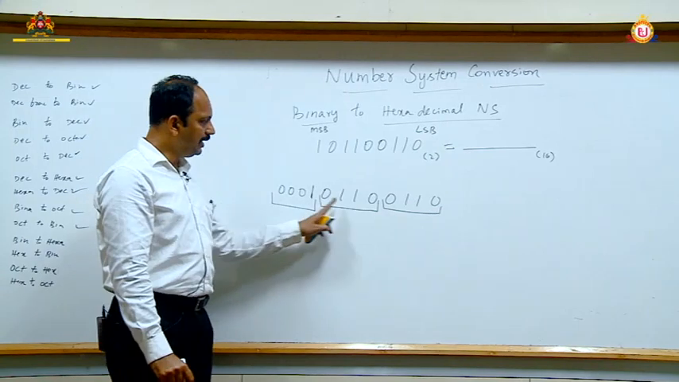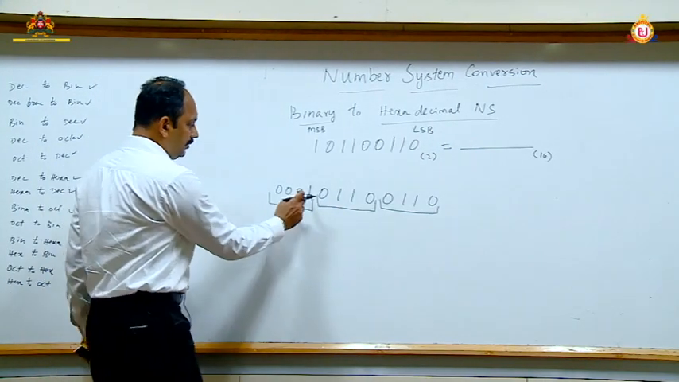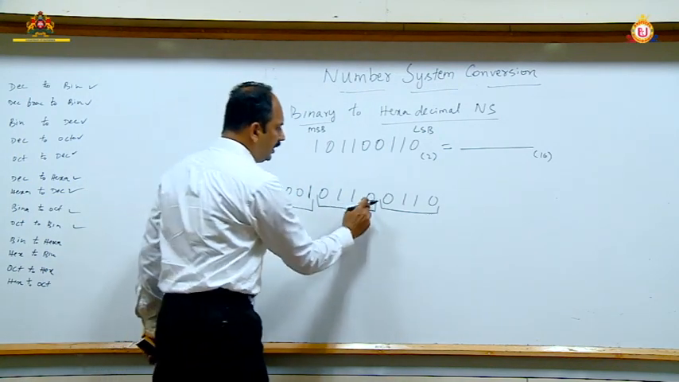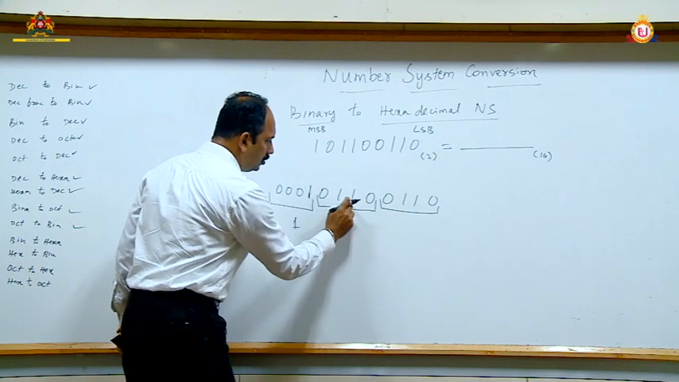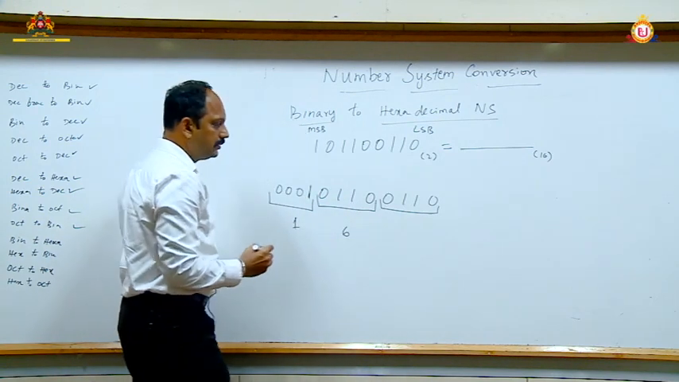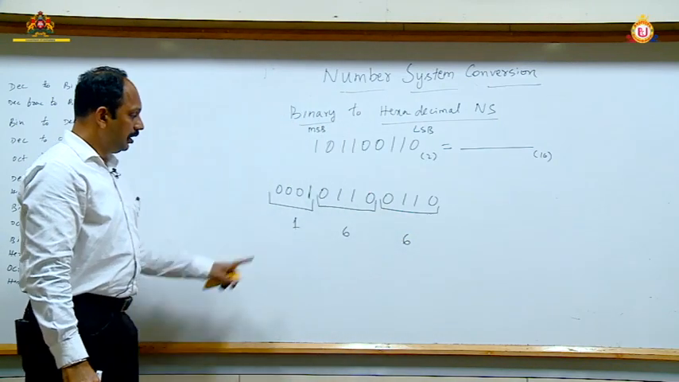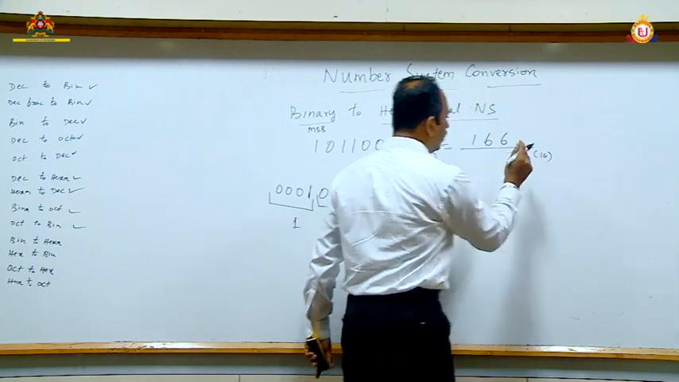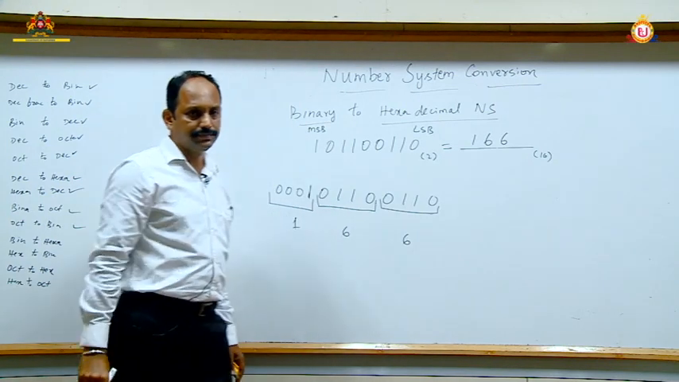Once the grouping is done, then find its decimal equivalent. So the decimal equivalent of this group is 1. Decimal equivalent of this group, here 1, 2, 4 is there. So that comes to 6, and this is also 6. Now this 1 6 6 is the hexadecimal number for the binary number.